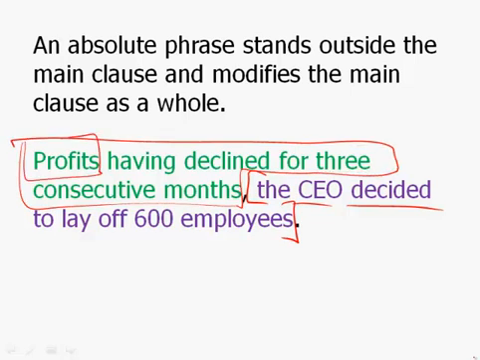We have a noun, and then we have a participle, having declined. And that begins a participial phrase. So profits and then having declined for 3 consecutive months, that's a noun plus a participial phrase together. That's an absolute phrase. And notice that it modifies the independent clause. It gives us some background information, provides us some insight into why the CEO made the decision that he made. So this is an introduction to this very sophisticated form. This form can appear on the GMAT sentence correction.